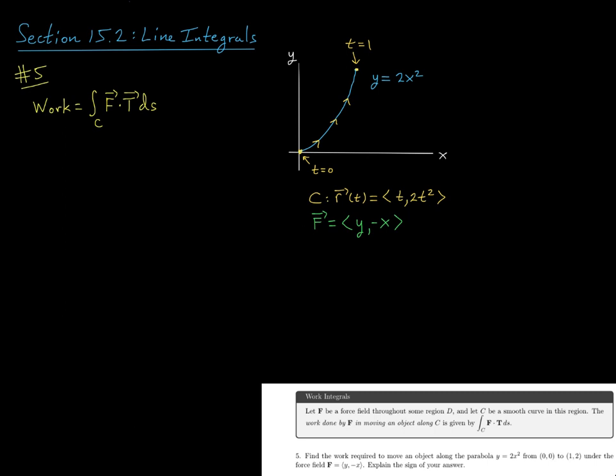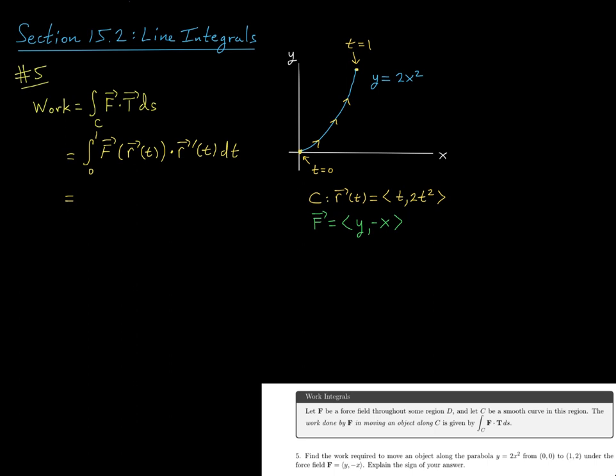And so to compute this line integral, which is going to give us the work done by this vector field to move an object from the origin to the point (1, 2), we're going to integrate our vector field F evaluated along our path, so F of r(t), and then we're going to dot that with the derivative vector, r prime of t. Here we'll be integrating from 0 to 1.